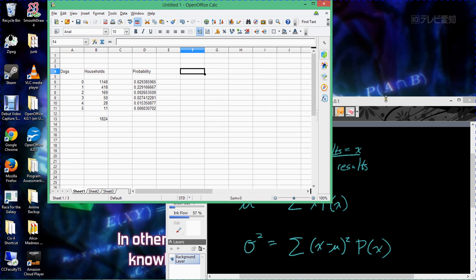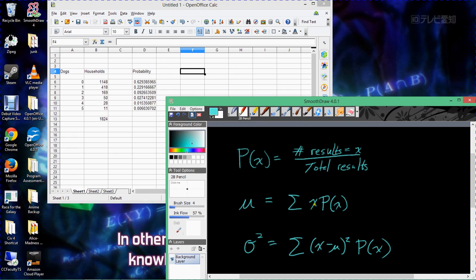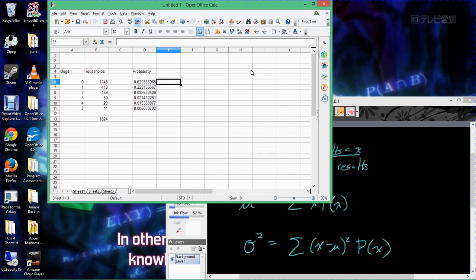For the mean, I need to do the sum of x times the probability of x. So my x is this number of dogs, and my probability is what I just found. So before I actually find the mean, I'm going to say this is equal to x times the probability of x. And then scroll down. So that's each individual x times probability of x. And then if I add those together, sum equals sum.